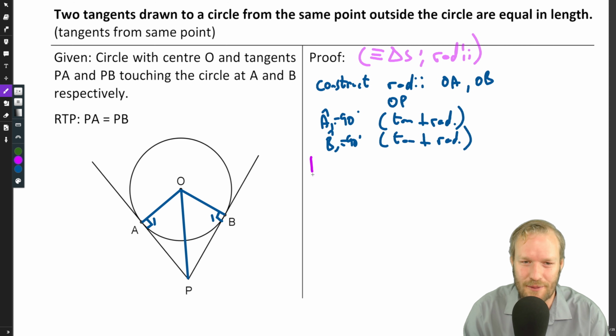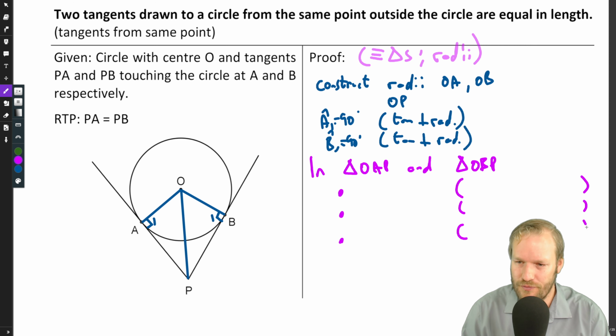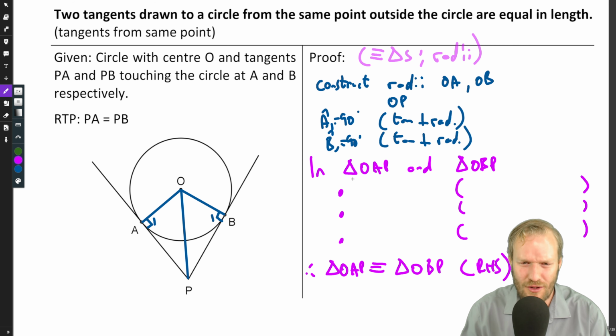Let's capture the congruency. In triangle OAP, starting with the left one, and triangle OBP. The order of letters doesn't matter here, but it makes sense to get it right: OAP, center, circumference, point outside; OBP, center, circumference, point outside. We can show three things, giving a reason for each, and we're going to sum up and say, therefore the triangles are congruent. In other words, they are the same. Our reason is right angle hypotenuse side. Let's start with the right angle.